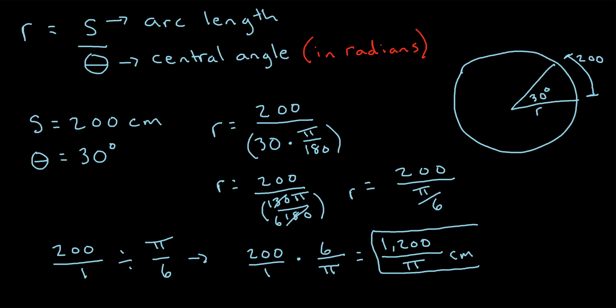That is the radius. Now if we punch that into a calculator, we would get something like 381.971 with a bunch of other numbers after it, centimeters. If you would rather view that as a number with decimals.